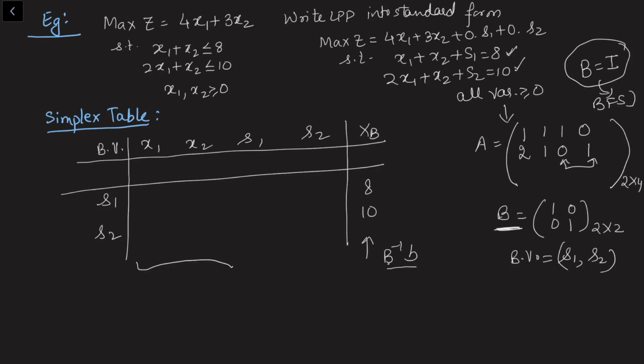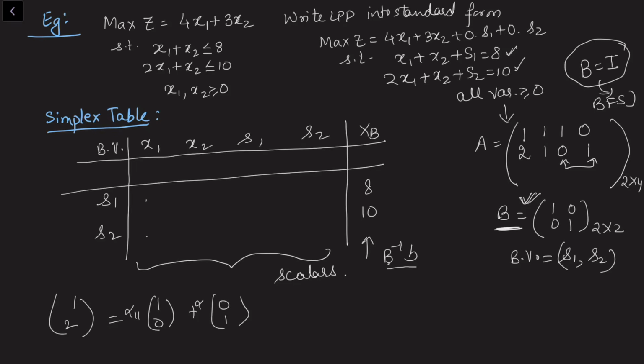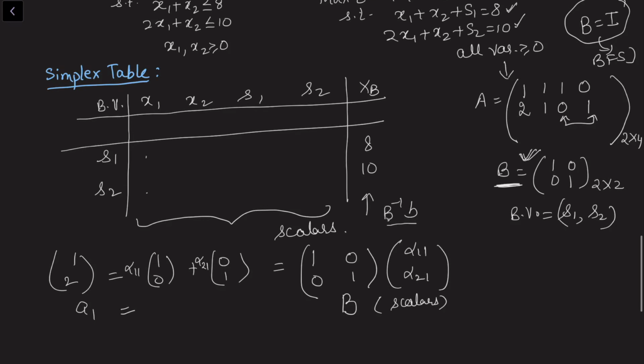Now this is the set of scalars that we write. We need to write the scalars in terms of this linearly independent column. So obviously I need to write 1, 2 as a linear combination of 1, 0 and 0, 1. Let us call these alpha 1,1 and alpha 2,1. These are the scalars. Or I may write the columns together, and then write the scalars like this, alpha 1, alpha 2, 1. Now notice that this is the B matrix, these are the scalars that we need to find, and here is the column A1. So if you look at this expression all together, this is A1 equal to B times the set of scalars, that is alpha 1, alpha 2, 1.